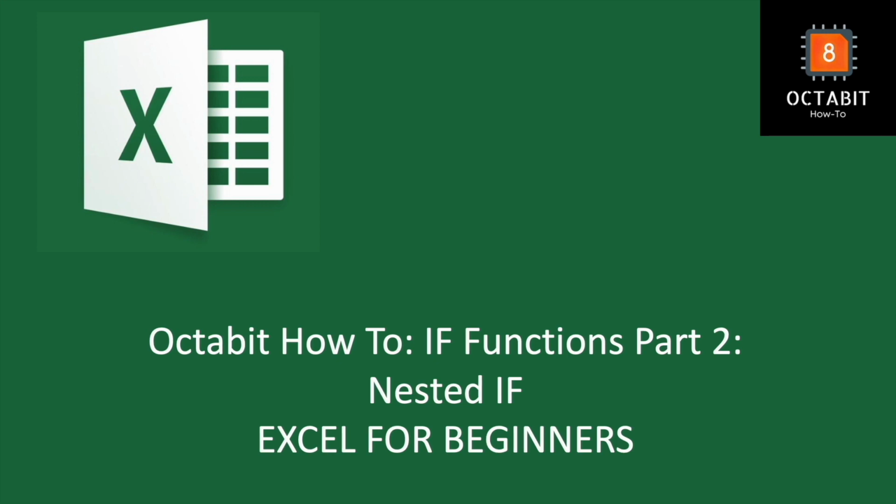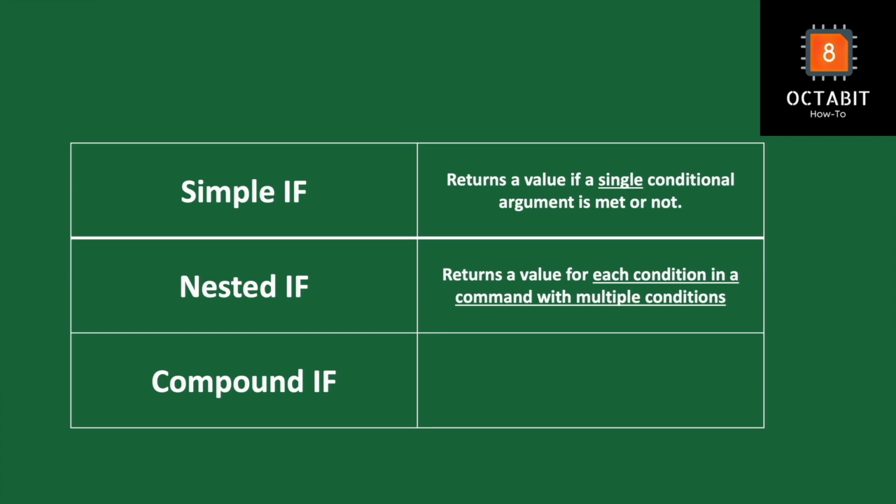If you missed part 1, the simple if, we added the link to the video in the descriptions below, so feel free to watch that video first if you need an explanation of the if functions and what it does. The nested if returns a value if one of multiple conditional arguments is met. If you want to assign a different value to be returned for each logical test in a conditional command with multiple logical tests, the nested if will be very helpful in achieving this.